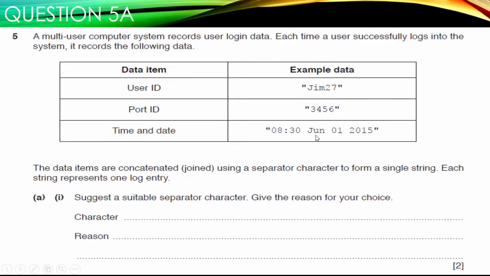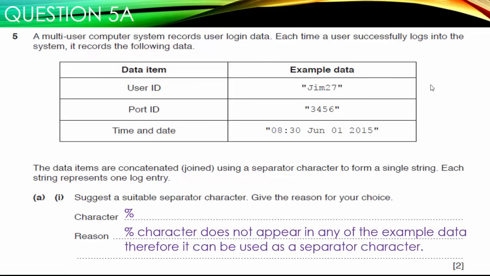Then we have time and date. All right, 8:30, June 1st, 2015, 8:30. Notice we have something new. We have a colon. We can't use a colon either. We still have letters and numbers. Do not overlook these spaces. Spaces can also not be used because they're going to separate time and date that way. So we can select anything as long as it doesn't appear in the example data. I chose a % sign because that does not appear. And I let Cambridge know that I chose a % character because it does not appear in any of the example data, therefore it can be used as a separator character.